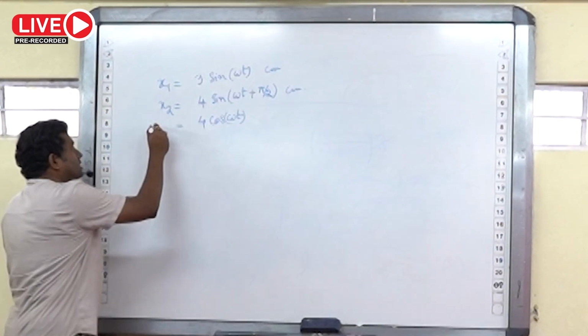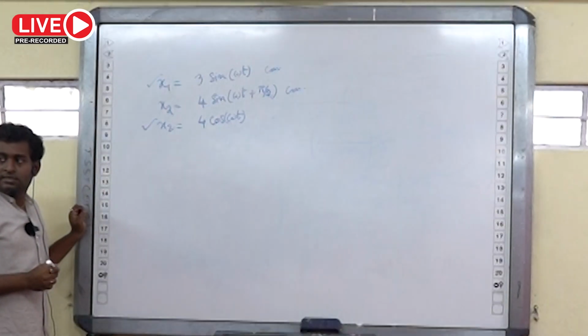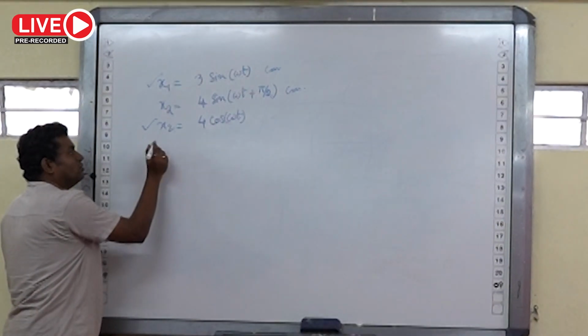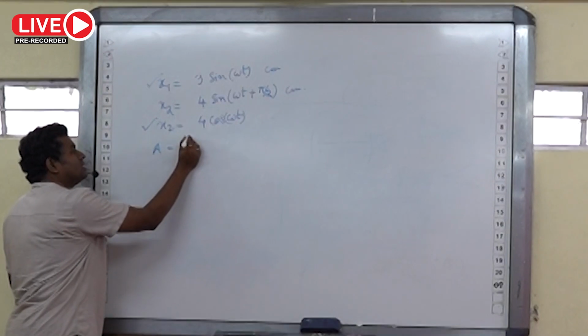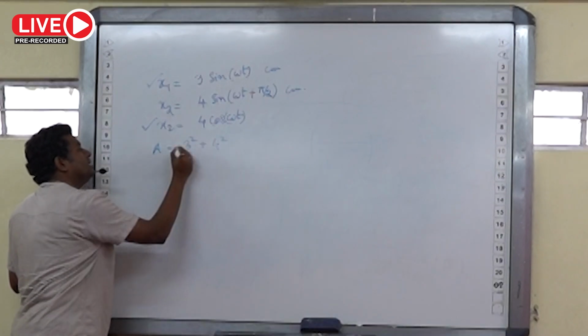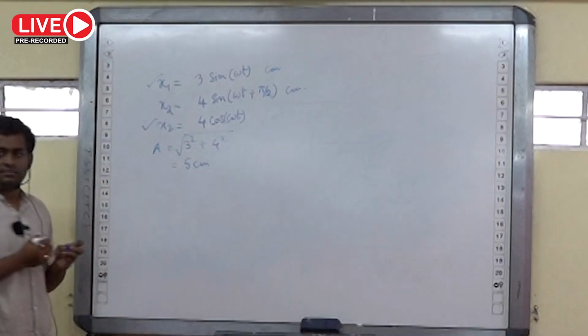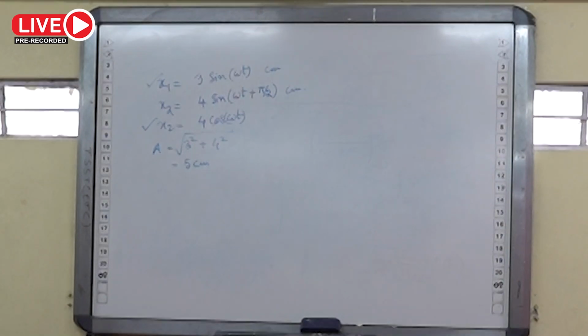Now check, these two are simple harmonic vibrations. Then the resultant vibration amplitude will simply be A equals the positive square root of 3 square plus 4 square, which means 5 centimeter. Take the individual amplitudes, square them, add them and take the square root. Then how does it come?